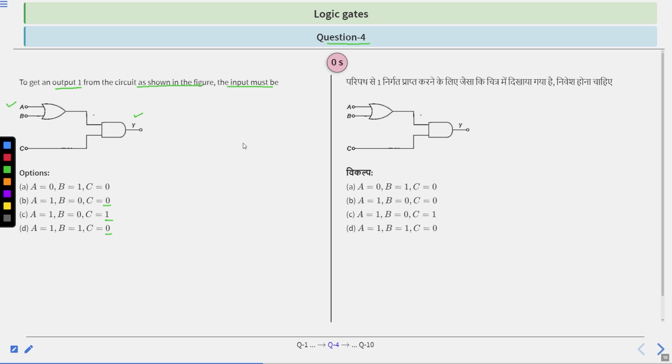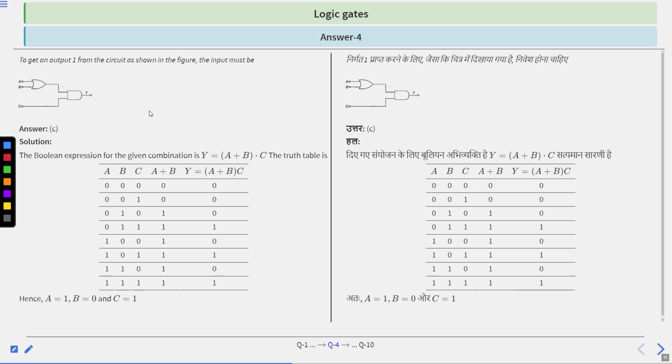Let's find a solution. In this question, we have to calculate the output to get output 1 from this circuit. Clear? In this circuit, there are two gates. First is the OR gate, and this is the AND gate. For the OR gate, the inputs are A and B. For the AND gate, the inputs are the output of the OR gate and C. So let's find the correct answer.